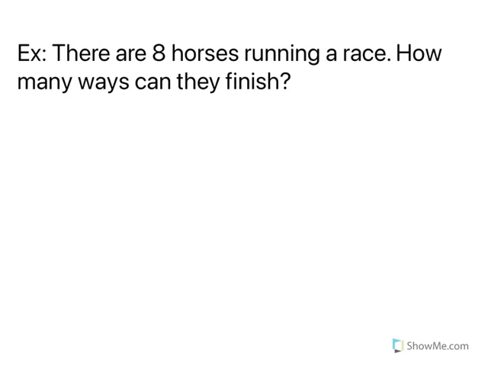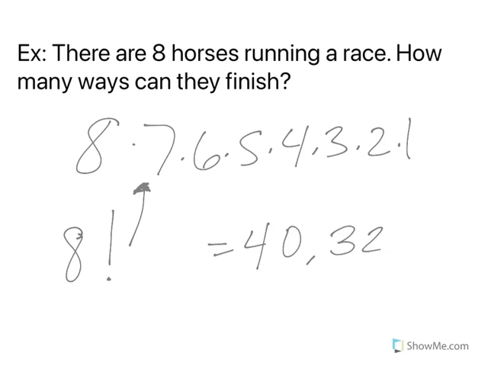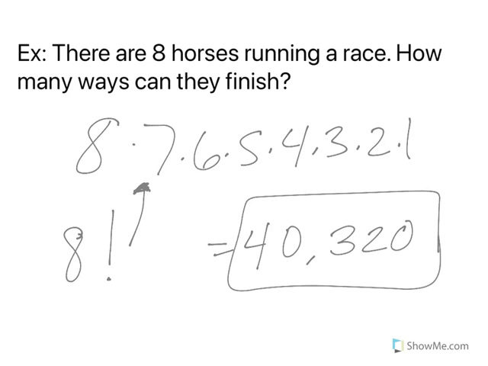Let's do another one like this. There are 8 horses running a race. How many ways can they finish? Well, again, there are 8 possible horses for the first spot. And then after that horse crosses the finish line, there are 7, and then 6, and then 5, and then 4, and then 3, and then 2, and then 1. Now, your calculator might have a button that's an exclamation point. That's the same thing. 8 factorial means exactly this: 8 times 7 times 6 times 5 times 4 times 3 times 2 times 1, which is 40,320. So if we have 8 horses in a race, there are 40,320 different ways that they can finish 1 through 8, like distinct ways. Isn't that crazy? So many.